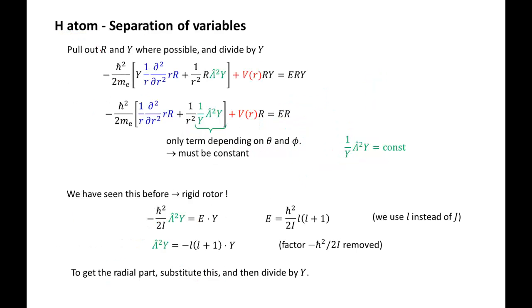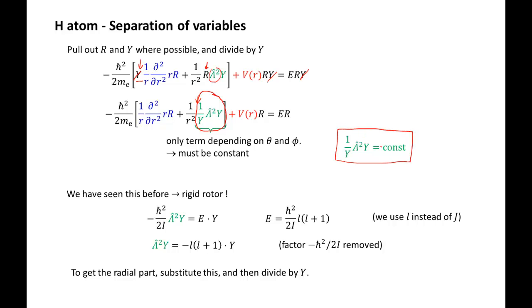Let's pull out R and Y wherever possible from the operators and divide by Y. So for the derivative with respect to r, you can pull out Y, and for the derivative with respect to theta and phi, you can pull out R. Dividing by Y will eliminate Y everywhere, here, here, and here, and we'll put a 1 over Y factor in front of the lambda squared Y. Now this green term here is the only term that depends on theta and phi. Nothing else depends on phi, that just depends on r. Therefore, this must be a constant. And the equation we extract from here is this one here.